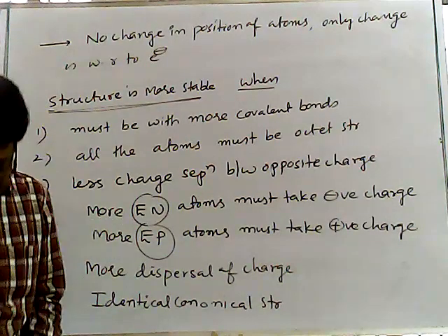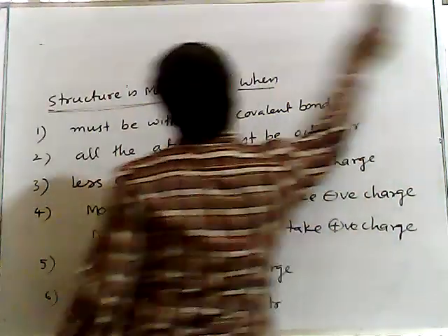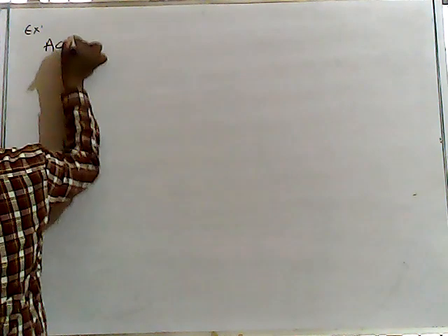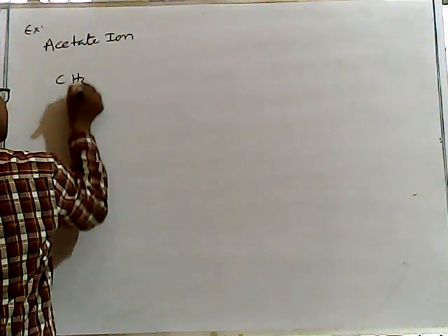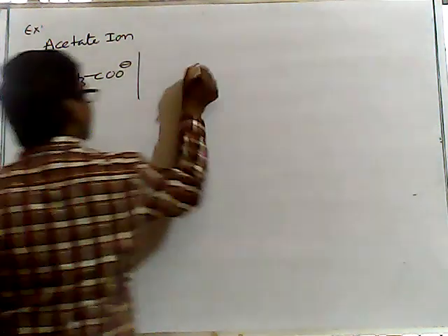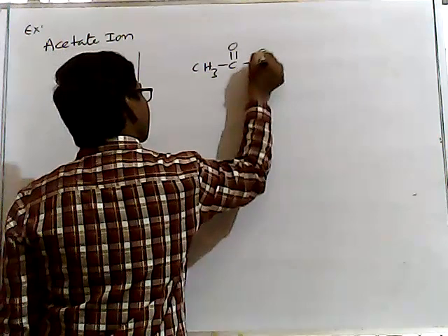See, here I am giving some examples. First, I am taking CH3COO minus, the acetate ion. We can write different structures for the acetate ion. Acetate ion is nothing but CH3COO minus. For the same, I am writing CH3 C double bond O, and an oxygen with negative charge.